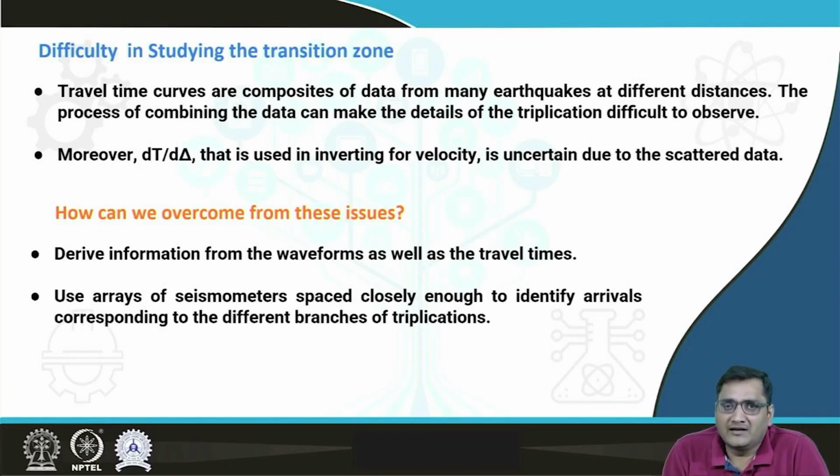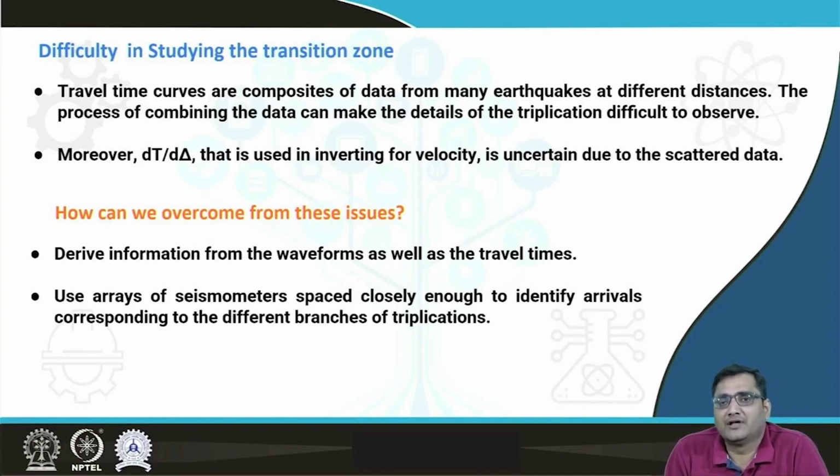Moreover, dT by d delta, the slope of the travel time curve, which gives the ray parameter, is used to invert the velocity so that we can find the variations of the velocity. And this dT by d delta becomes uncertain due to the scattering of the data. There are basically some solutions to these issues.